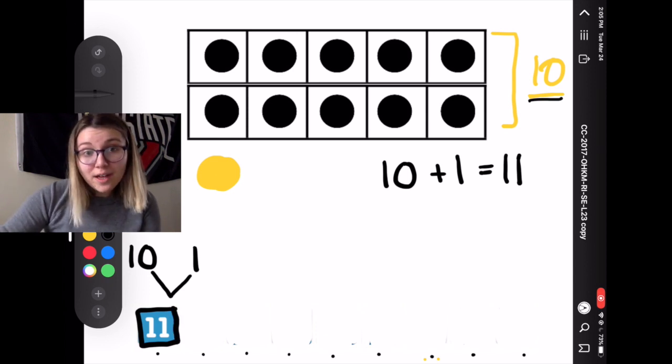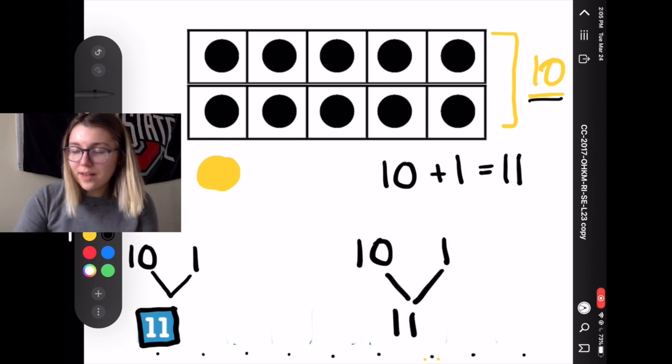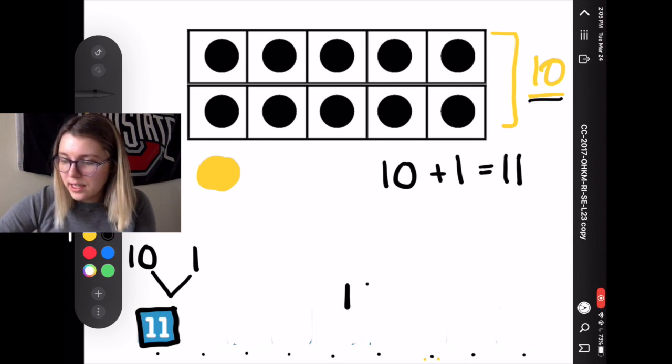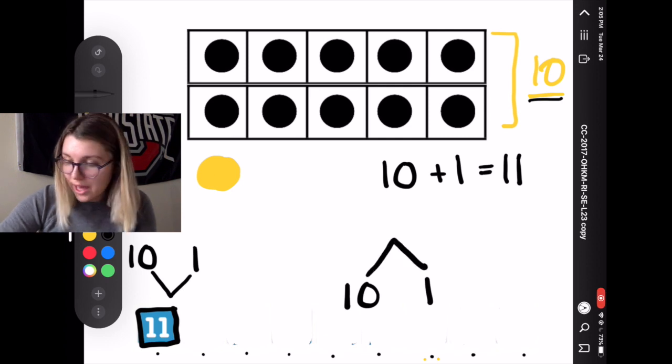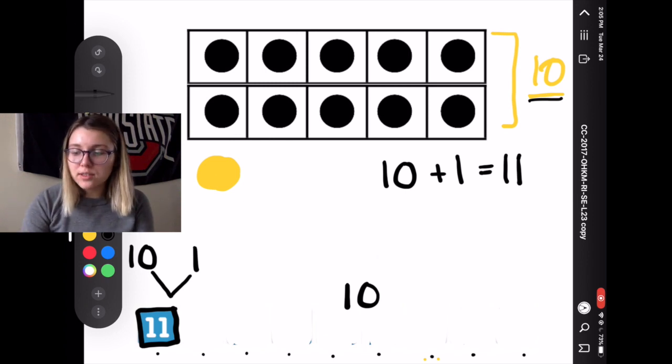So if I were to write this on my own, I would say 10 and 1 gives me 11. Sometimes it can look like this too. Sometimes you can write 10 and 1 bonded together or put together gives me 11. Okay? And we can do that with all of our other teen numbers as well.